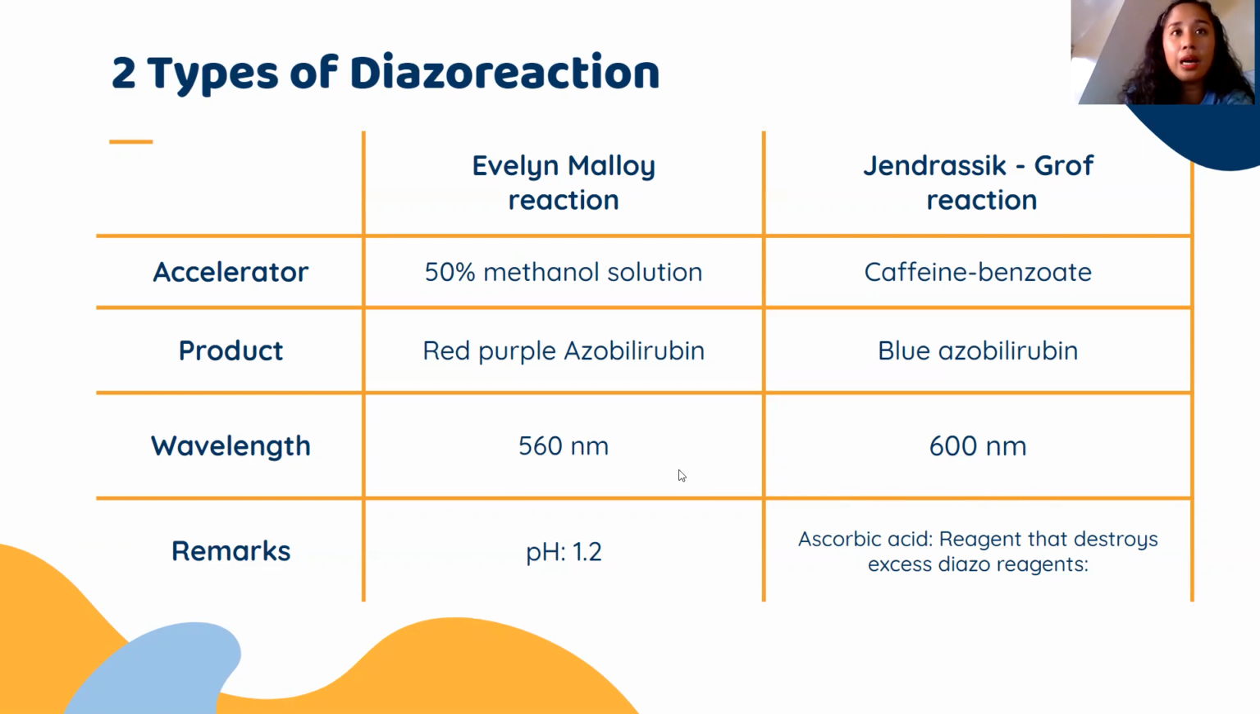And class, for Evelyn-Malloy, you need to maintain the pH at 1.2. The reaction needs to be acidic for it to happen. And for Jendrassik, class, ascorbic acid is needed to destroy any excess diazo reagent. So we have two: Evelyn-Malloy and Jendrassik-Grof.